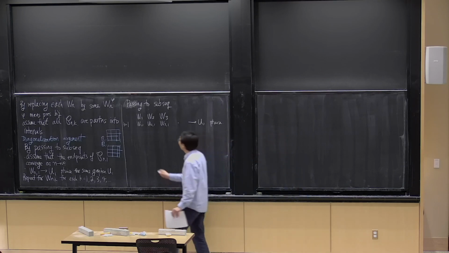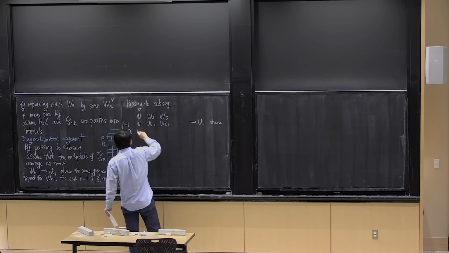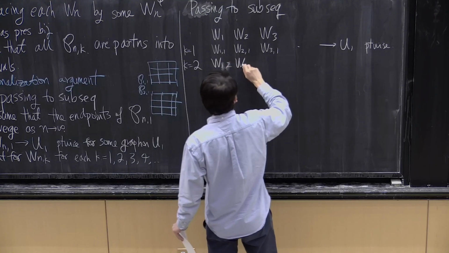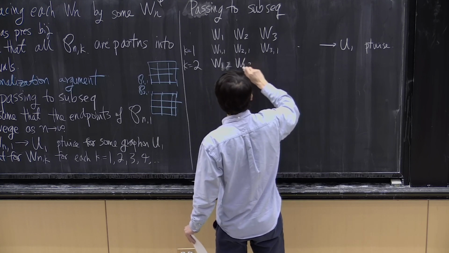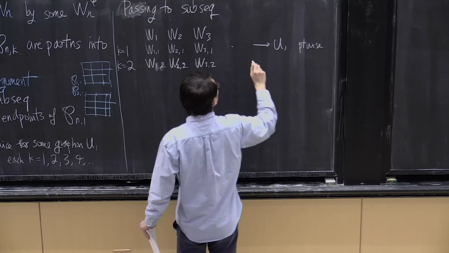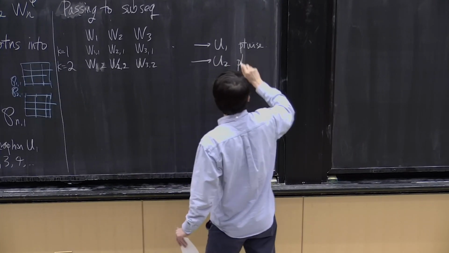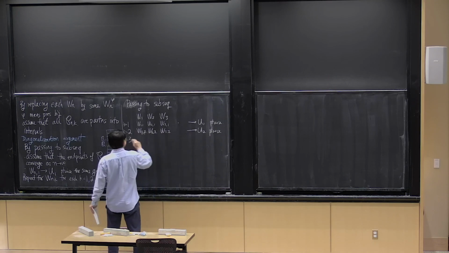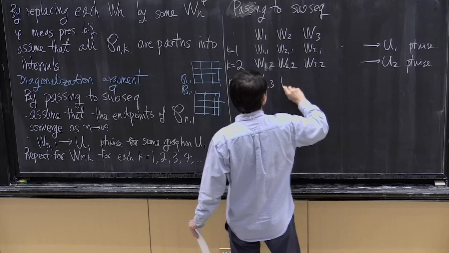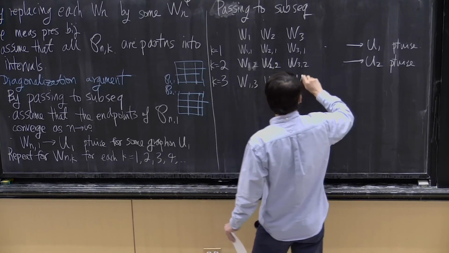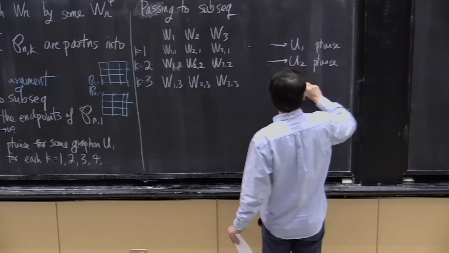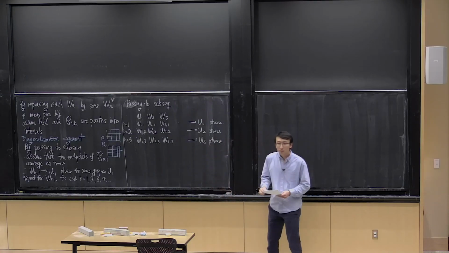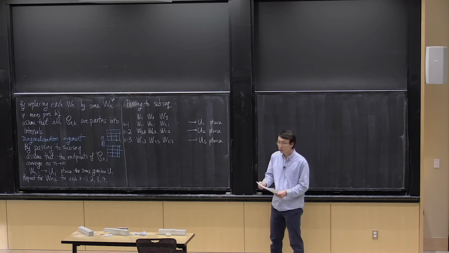Okay? The second level, W12, W22, W32, they converge to U2 pointwise, and so on. Okay, so far so good?